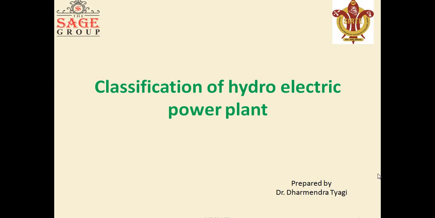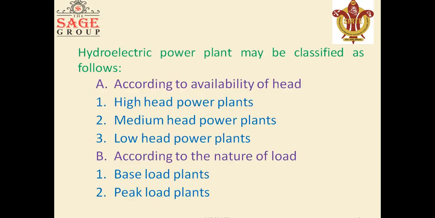Hi students, today we are going to discuss classification of hydroelectric power plant. These are the classification of hydroelectric power plant. The first one is according to the availability of head, that is a high head power plant, medium head power plant, low head power plant.